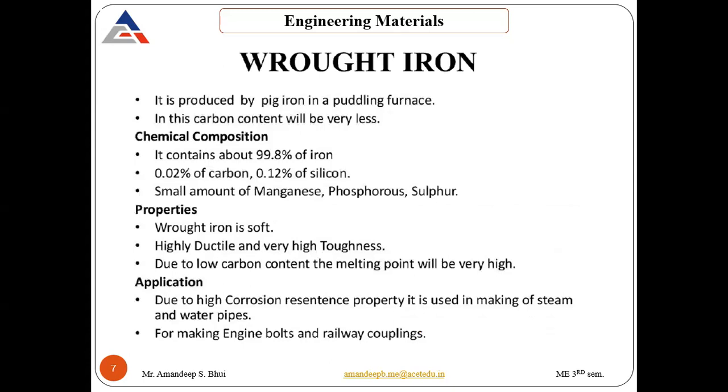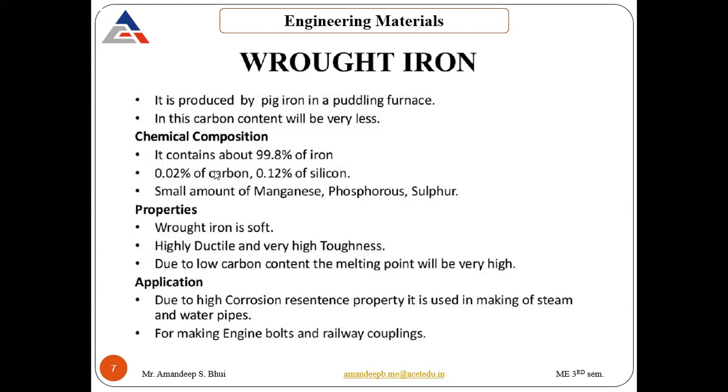Then the second thing we can make is wrought iron. Okay. Now wrought iron is made from the pig iron in a puddling furnace. The carbon content in this wrought iron is very less as compared to the pig iron. So here you can see the chemical composition of wrought iron: it has 99.8% of iron and only 0.02% of carbon, and 0.12% silicon, and small amounts of other constituents, that is sulfur, manganese, and phosphorus.